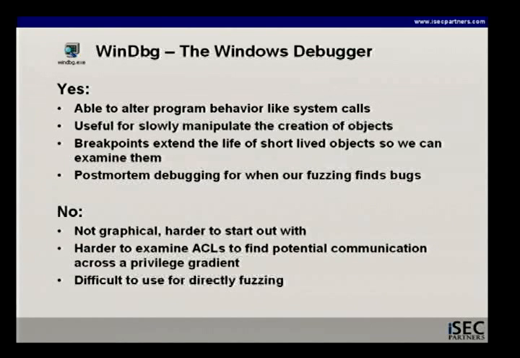What's not so great about it? Well, it's not really very graphical. I mean, it's maybe a little graphical, but it's kind of hard to start out with. And actually examining the contents of ACLs, you've got this untyped information like, oh, here's what's on the stack. How many of these are actual parameters to this call? Why don't you look in MSDN? And then you can figure out what the calling convention is and figure out what all these parameters are and change them. So not exactly slick. And it's very difficult to use for direct fuzzing because of the manual nature.